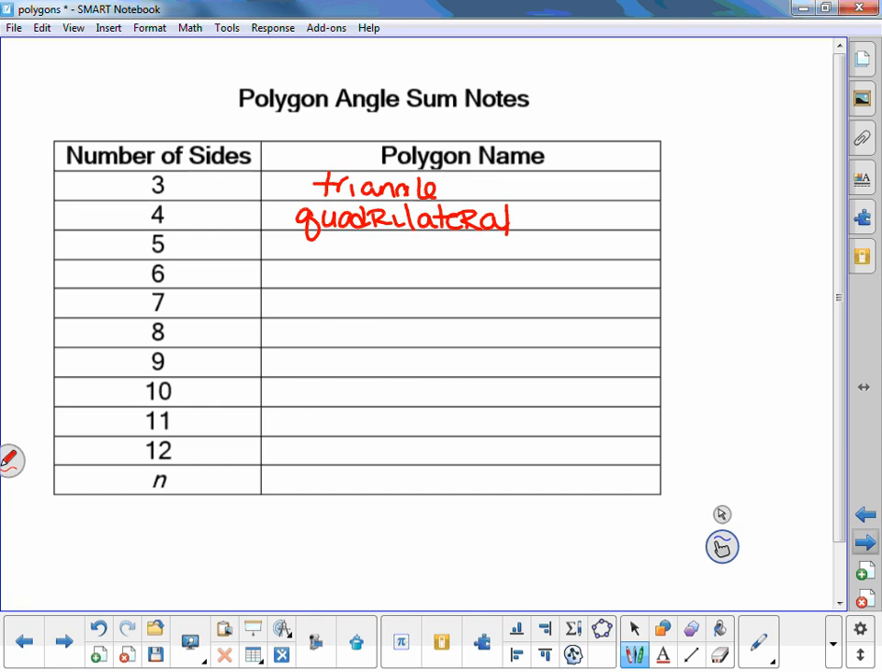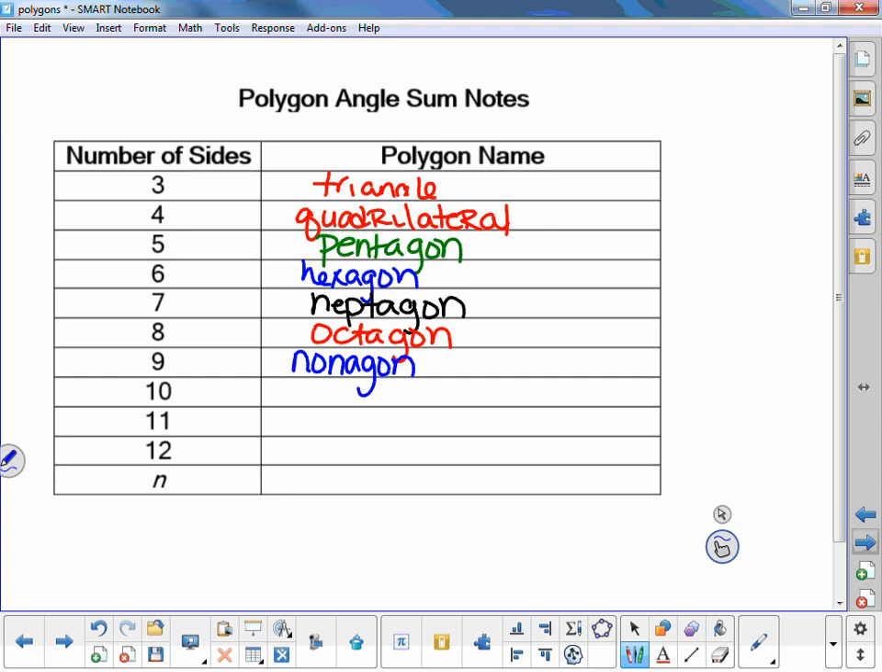Five-sided is a pentagon. Six-sided is a hexagon. Seven-sided is a heptagon. Eight-sided is an octagon. Nine-sided, some of y'all, is nonagon. Let me go back to this one. Some people, I think, call this a septagon, too, depending on where you came from.